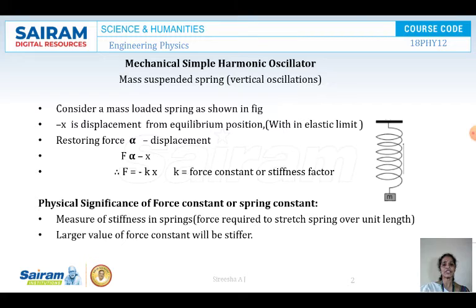Now what is the physical significance of the force constant or the spring constant? What exactly does this force constant measure? K is nothing but the force constant or the stiffness factor. The stiffness factor is a measure of the force required to stretch the spring over a unit length. You can see a small spring in a pen, whereas a spring used as a shock absorber is in vehicles, that is, in heavy vehicles.